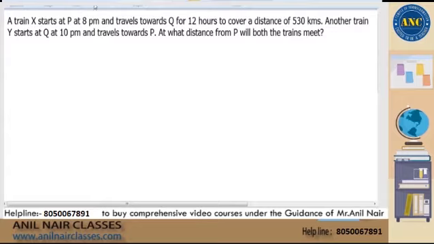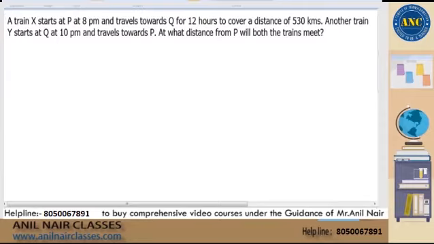First read the question. A train X starts at point P at 8 p.m. and travels towards Q for 12 hours to cover a distance of 530 kilometers. Same is the case from Q to P also, right? That is something which you need to understand. Another train Y starts at Q at 10 p.m. and travels towards P. That also will cover a distance of 530 kilometers. At what distance from P will both the trains meet?